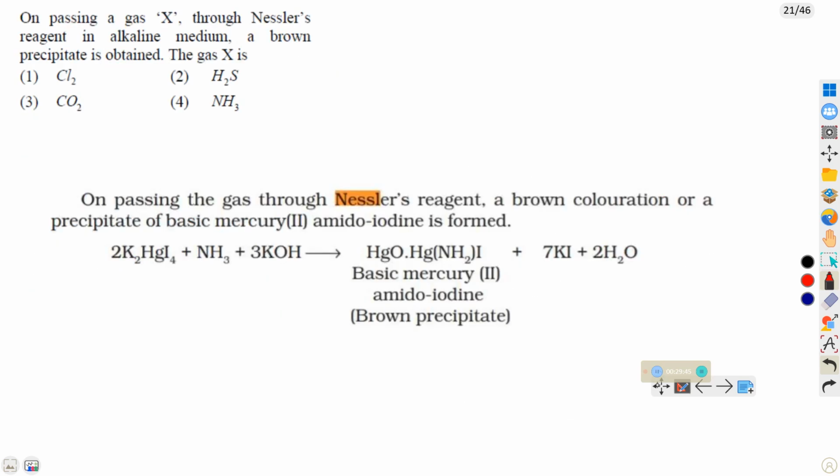On passing a gas X through Nessler's reagent in alkaline medium, a brown precipitate is obtained. Brown precipitate is obtained. The gas X is ammonia gas.